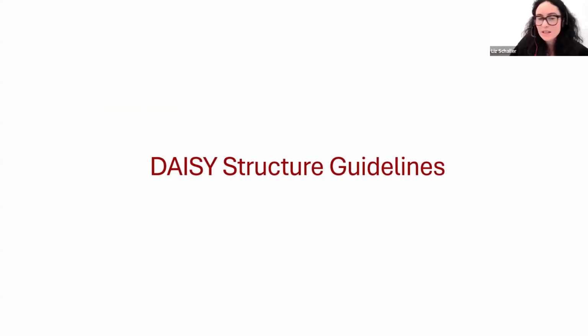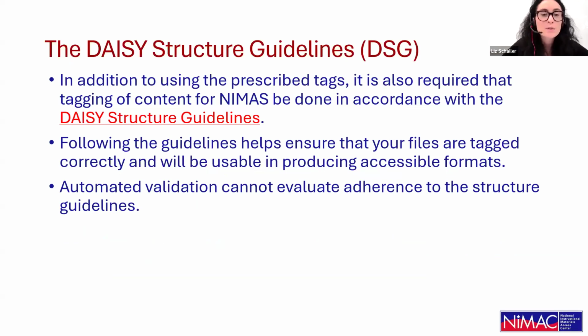Now I'll quickly shift gears here and talk a little bit more about the DAISY structure guidelines and what you'll find in them. This is something that Nicole referenced earlier. So in addition to using the prescribed tags, it is also required that the tagging of content for NIMAS be done in accordance with the DAISY structure guidelines. Following the guidelines helps ensure that your files are tagged correctly and that they will be usable in producing accessible formats. As Nicole said earlier, automated validation cannot evaluate adherence to the structure guidelines. A lot of these things are things that we take a look at as part of our manual review process.